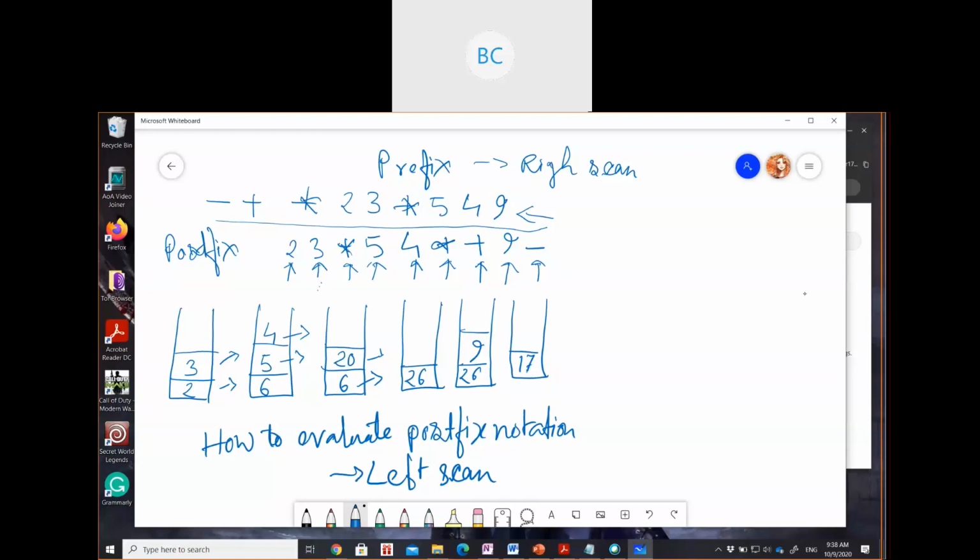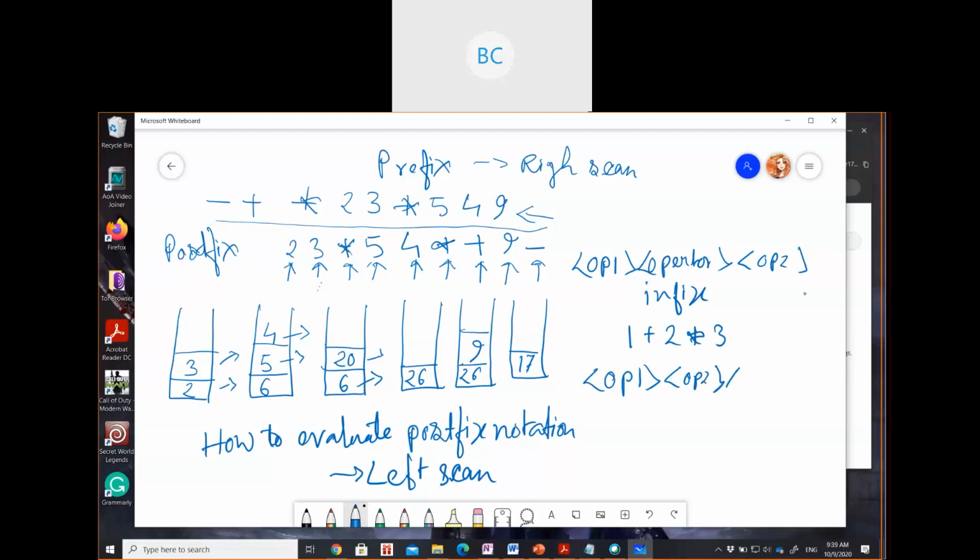For postfix, see what is the notation for infix? It will be operand 1, operator, and operand 2. This is for your infix. Infix means a simple way to write your expression, maybe 1 plus 2 into 3. Correct? So what is postfix? Your operator will be behind your operand. So operand 2 and then your operator.